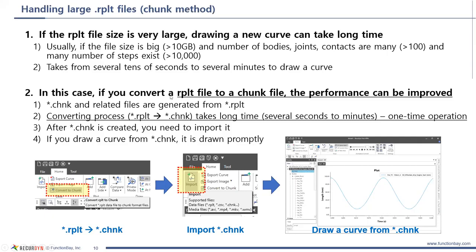If this is the case, then what you would do is convert the RPLT file to what's called a chunk file, and then using these chunk files improves the performance. There's a conversion process that is easy to do. Basically, you just click on this convert to chunk file, and it brings up a dialog box where you just select the RPLT file. The chunk file is then created, and then you go click on the import button and just import the chunk file.